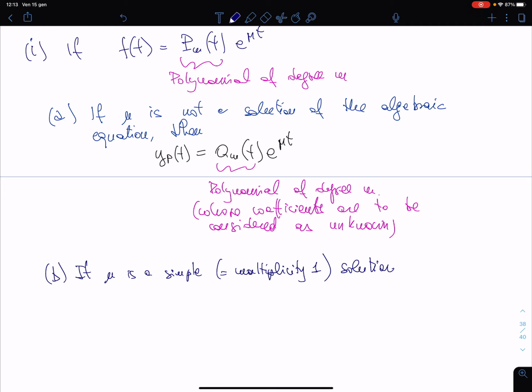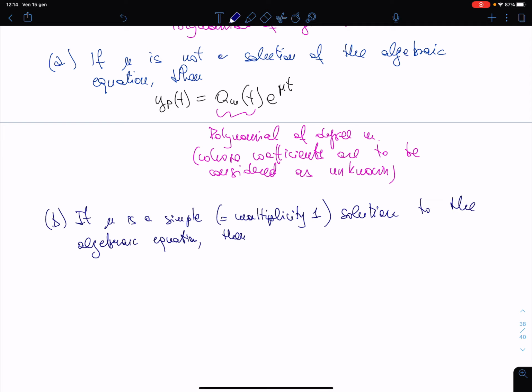So if mu is a simple solution to the algebraic equation, then yp of t is equal to t qm(t) e to the power mu t, where here qm is a polynomial of degree m. Again, you have just to multiply by t here, very simple.